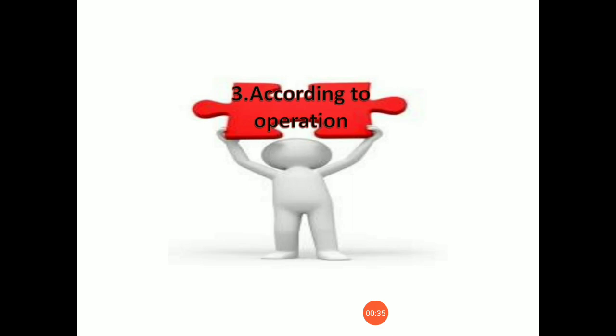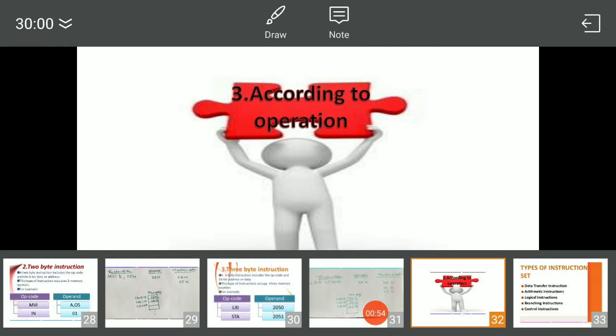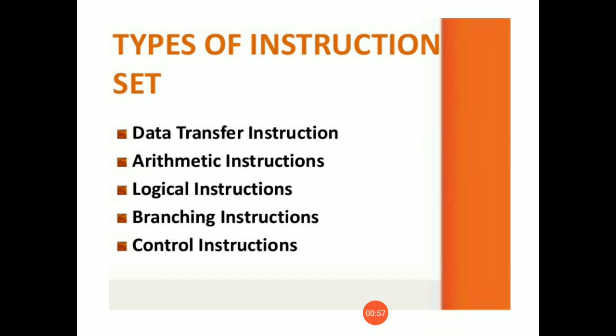Moving ahead with the topic that I am going to discuss here, according to the operation, the instructions of 8085 microprocessor can be classified into the following: data transfer group or data transfer instructions, arithmetic instructions, logical instructions, branching instructions, and control instructions.